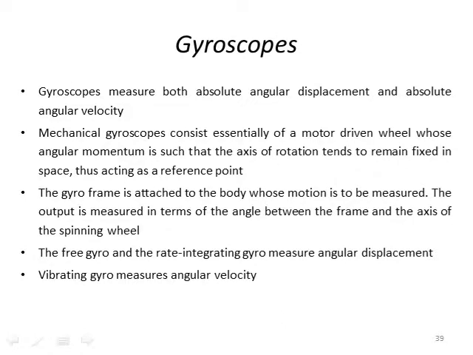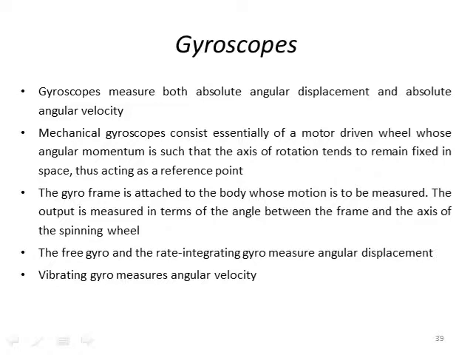Now gyroscopes. Gyroscopes are an important type of sensor for measuring rotations, especially miniature gyroscopes now. With these miniature silicon-based sensors, gyroscopes have become extremely sensitive and very precise to rotations. Gyroscopes measure both absolute angular displacement and absolute angular velocity.